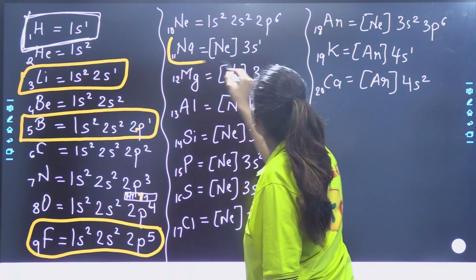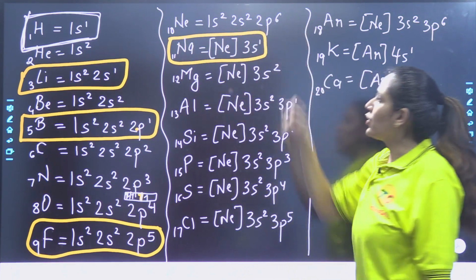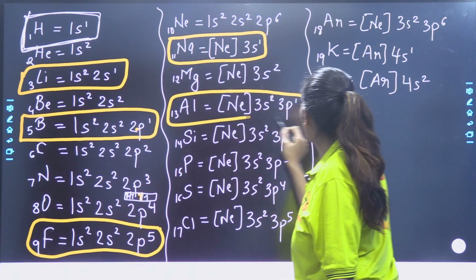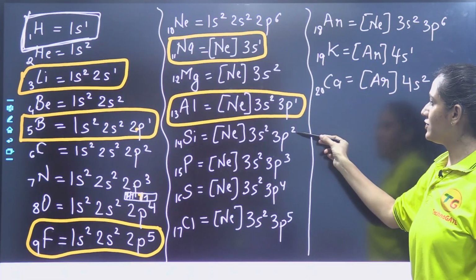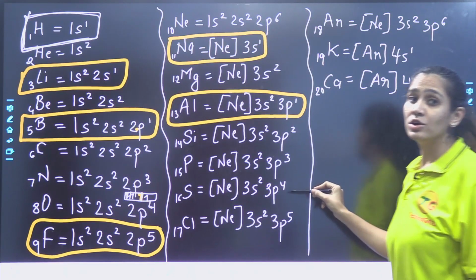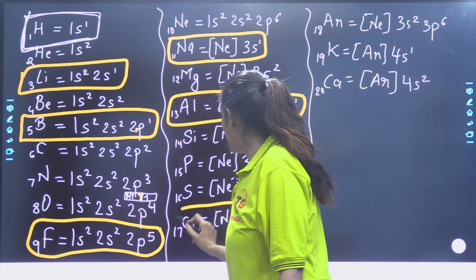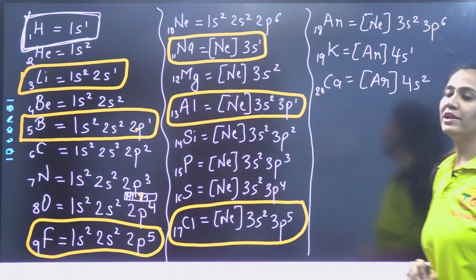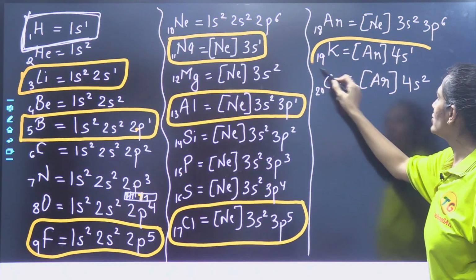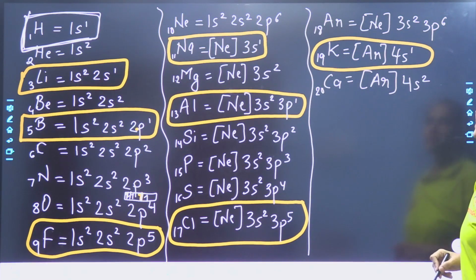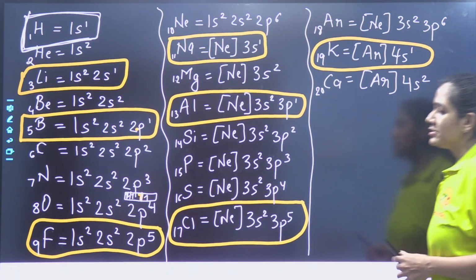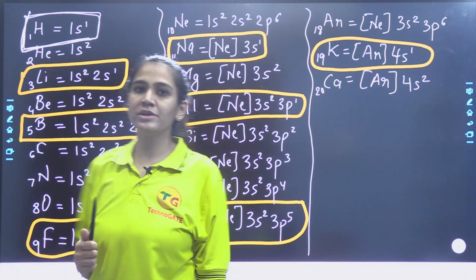Then in sodium, we have 1 unpaired electron in the ground state. Magnesium has a completely filled orbital. Then we have 1 unpaired electron in aluminium, then 2 unpaired electrons, then 3 unpaired electrons, then again 2 unpaired electrons. In chlorine also we have 1 unpaired electron. Argon is completely filled. In potassium also we have just 1 unpaired electron. And calcium has a complete s orbital, just 2 electrons.